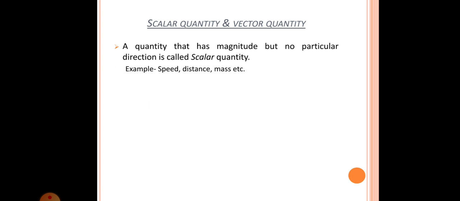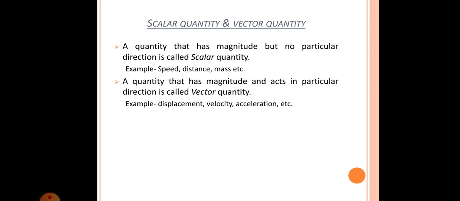Now our next concept is scalar quantity and vector quantity. So what is a scalar quantity and vector quantity? A quantity that has magnitude but no particular direction is called a scalar quantity. Anything which can be described with the help of just some numerical value and which does not require direction is called a scalar quantity. For example, speed, distance, mass, temperature, all these are examples of scalar quantity.